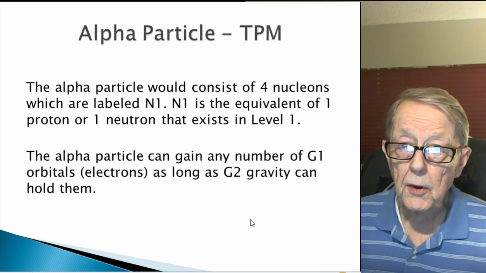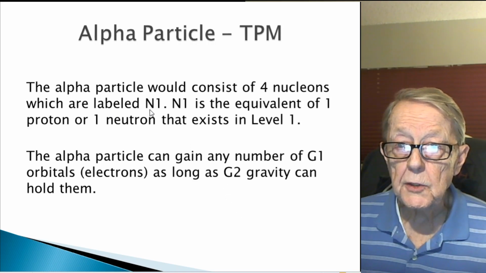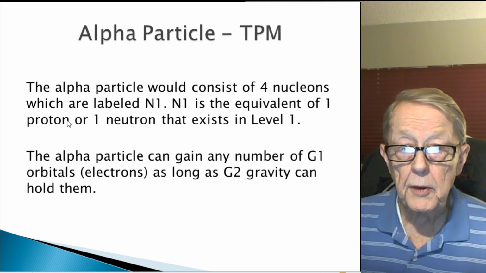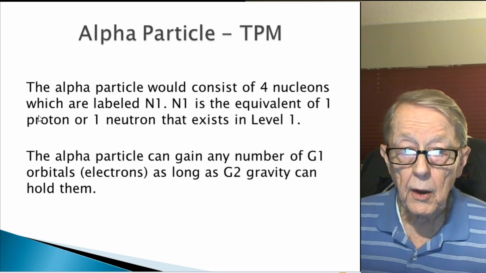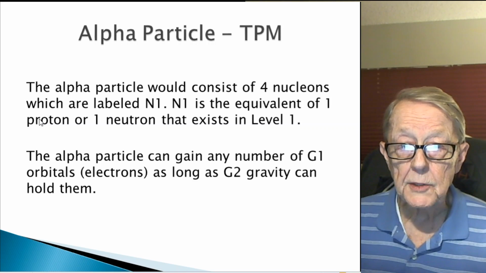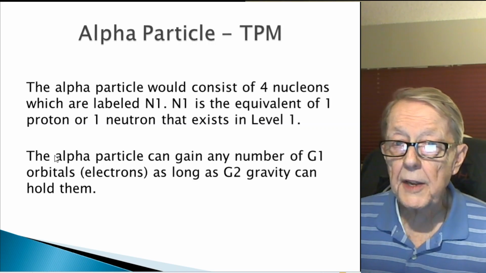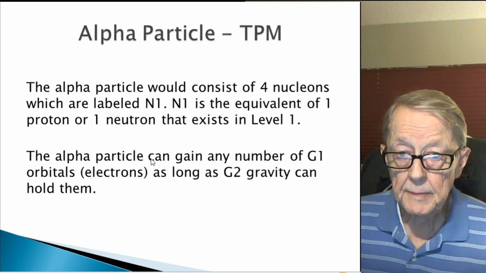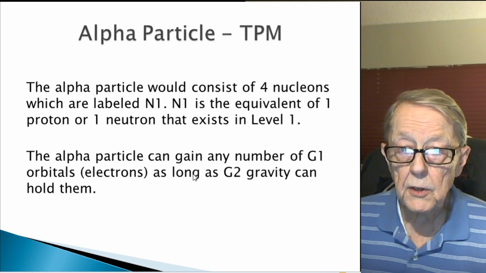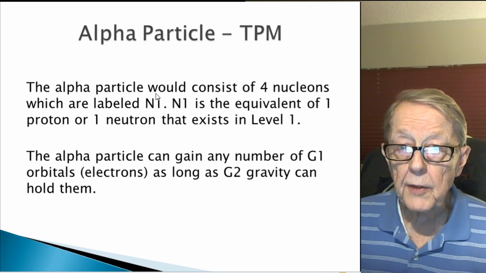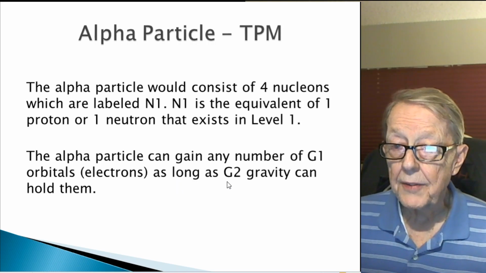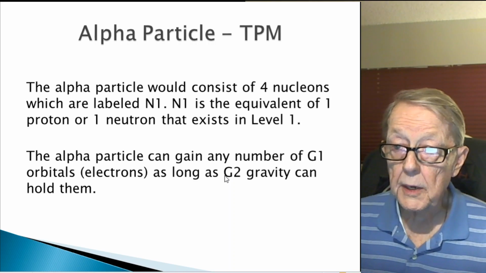Okay, the alpha particle, though, in the particle model would consist of 4 nucleons which are labeled N1. N1 is the equivalent of 1 proton or 1 neutron that exists in level 1, where the N1 has no charge, where the proton supposedly has a positive charge. One of the interesting things in the particle model is that the alpha particle can gain any number of G1 orbitals, that is, electrons around the nucleus, or the G1 orbitals around the N1 nucleus, as long as the G2 gravity can hold them together. It can gain 1, it can gain 2, it can gain 3.